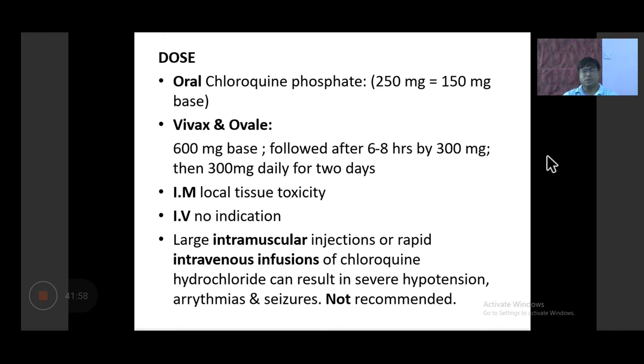Apart from oral, intramuscular and intravenous preparations are there, but there is no indication for intravenous. And intramuscular causes local tissue toxicity, so we avoid giving it by the intramuscular route as well. Large intramuscular injections or rapid intravenous infusion of chloroquine can result in severe hypotension, arrhythmia, and seizure, and hence are not recommended. So this is a very good and important question from the pharmacokinetics of chloroquine. If somebody asks you why we should avoid parenteral administration of chloroquine, you must say that by parenteral administration, the chances of severe hypotension, arrhythmia, and seizure are there, and hence it is not recommended.